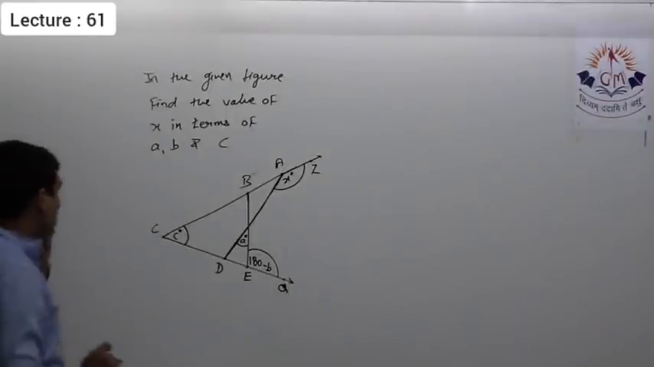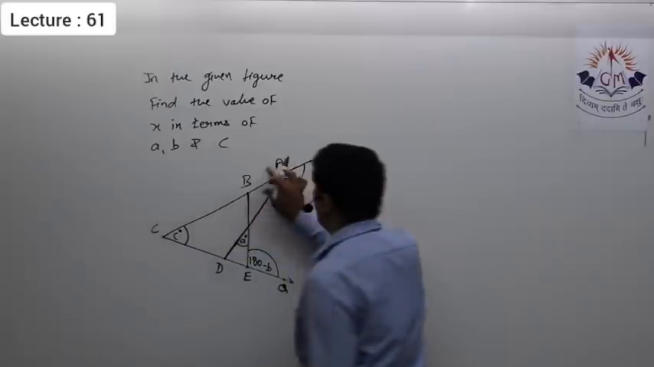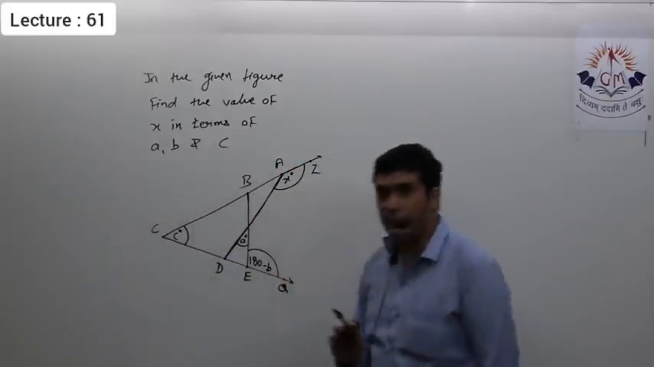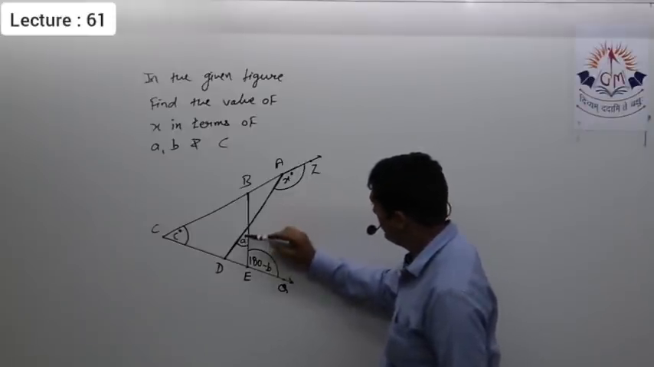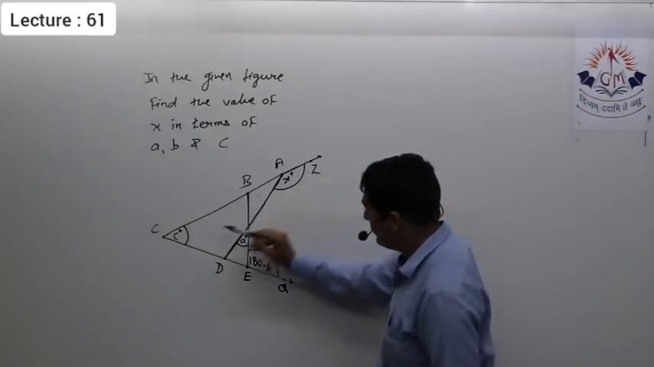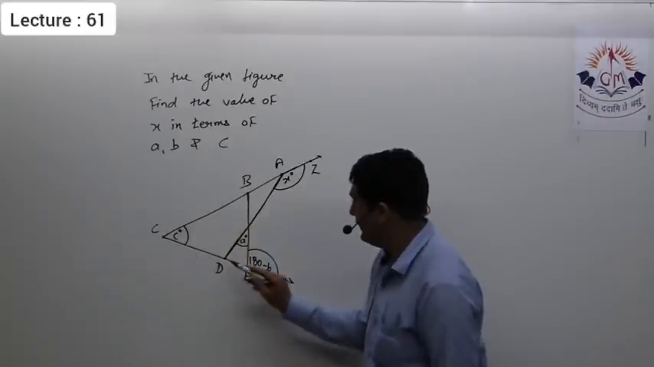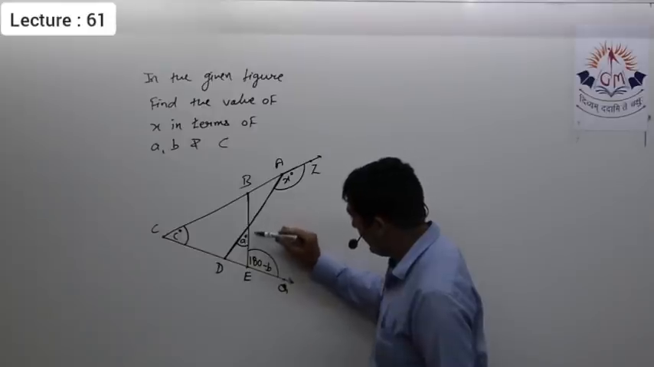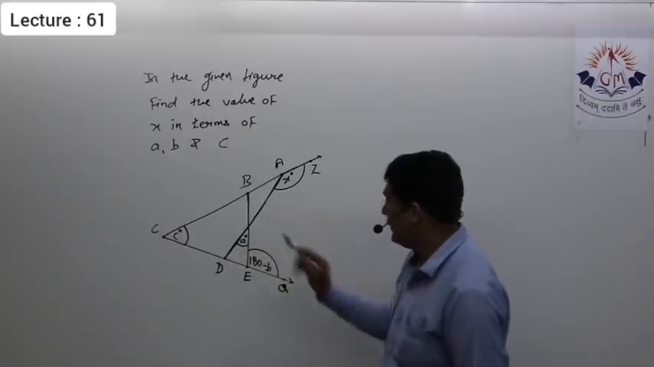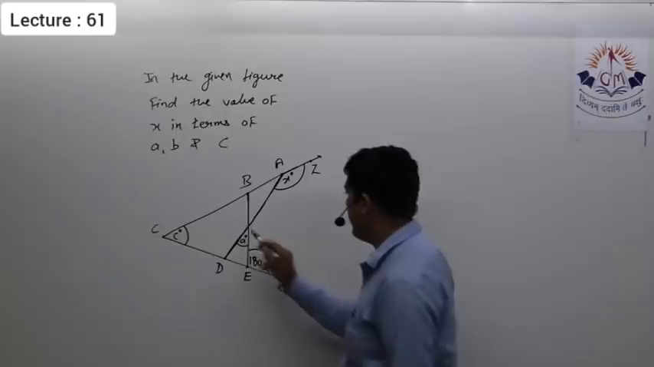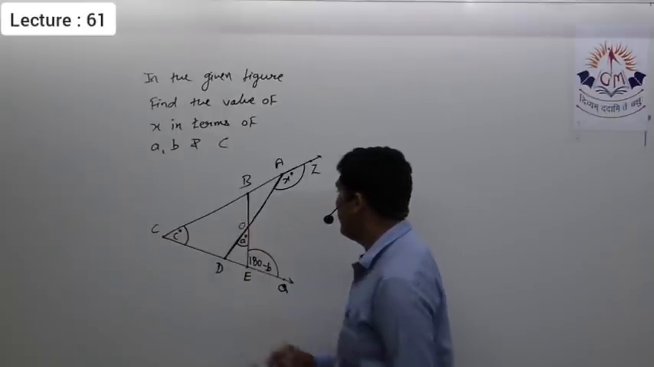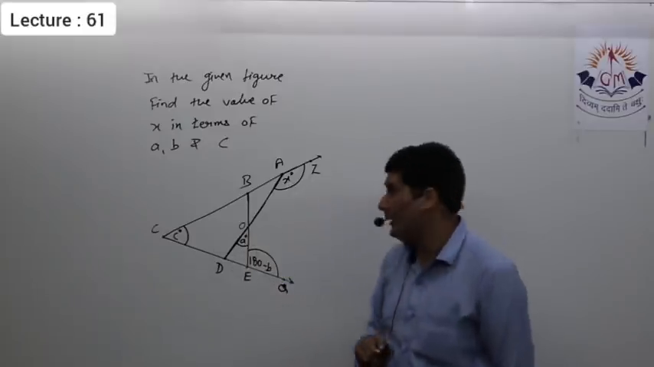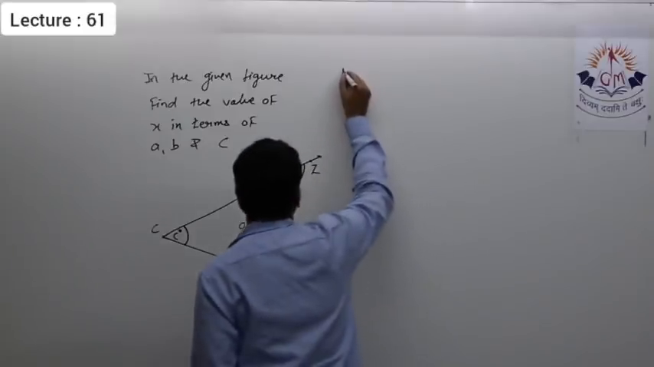So here is the next question. In this figure, you have to find the value of x in terms of a, b and c. This angle DAZ is x, this angle BCD, or you say ACD, whatever, is c, this is a, this is 180 minus b. Let me name this point as O. Okay, so you have to find the value of x in terms of a, b, c. So let us see how to solve this.